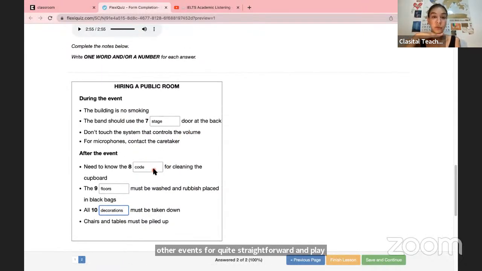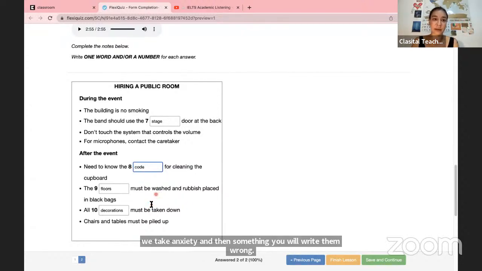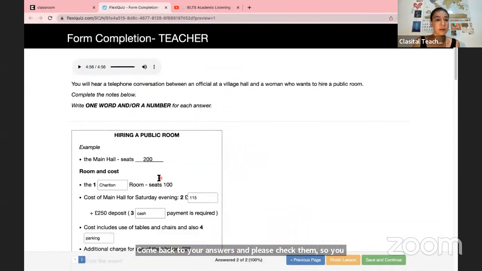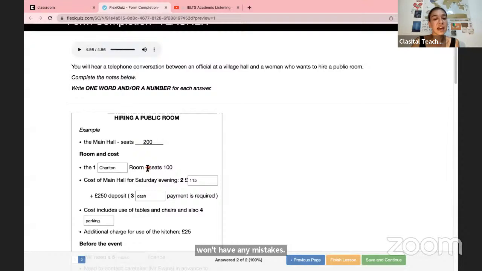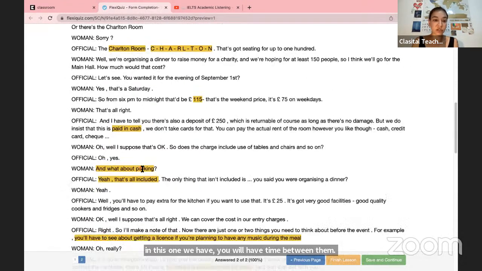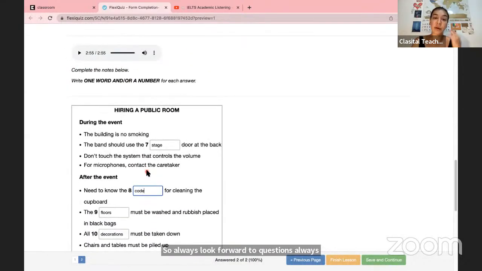And please don't forget to proofread your writing, because maybe with the anxiety you will write them wrong. Come back to your answers and please check them so you won't have any mistakes. Yes, in this one you will have time between them. So always look for the questions, always look for the word type. Don't miss out any numbers. Keep the alphabet in your mind.